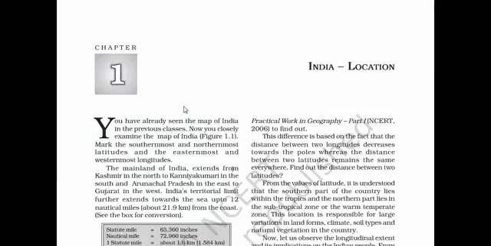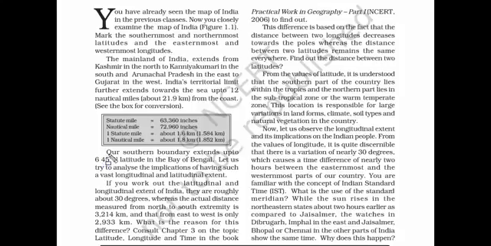Chapter 1, India Location. In this chapter, we will read about the stretch of India. As you can see, the mainland of India extends from Kashmir to Kanyakumari in the south, and from east to west, it's Arunachal Pradesh and Gujarat. India's boundary extends up to 45° north latitude in the Bay of Bengal. So remember this: this is latitude and this is longitude.